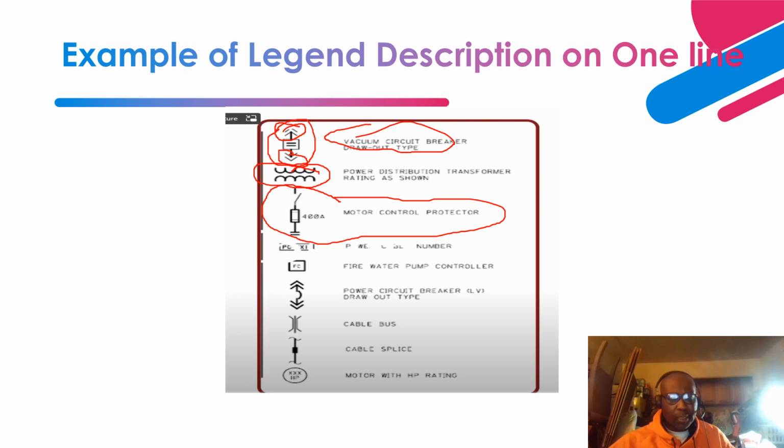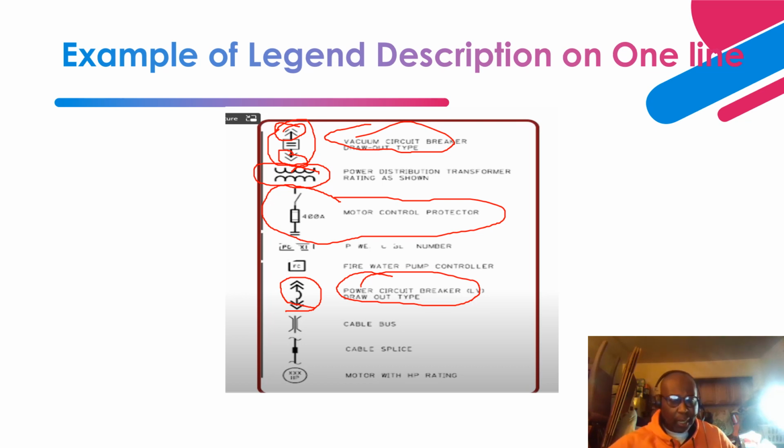Then on the low voltage side, 480 volts level, you'll see a symbol like that. This is a power circuit breaker. And this arrow up and down over here tells you that it is withdrawable. It's a draw-out type. It means that you can remove it in a de-energized state to test it or perform maintenance on it.